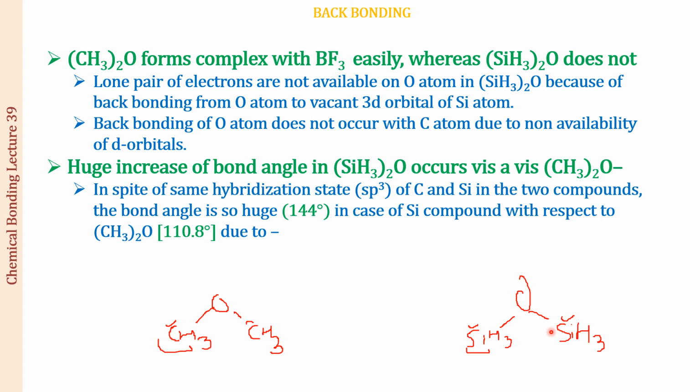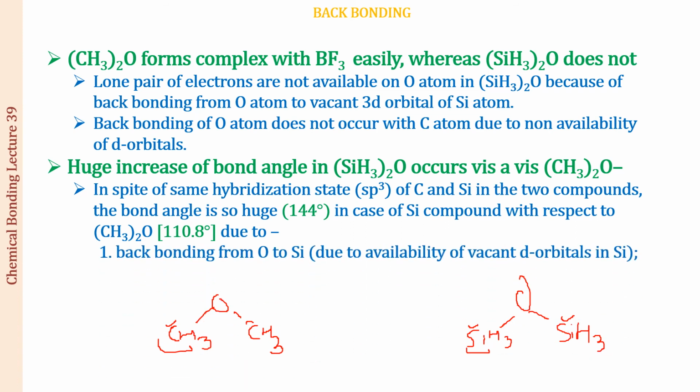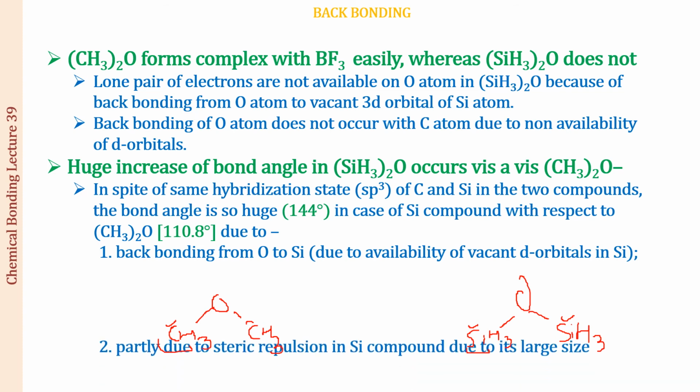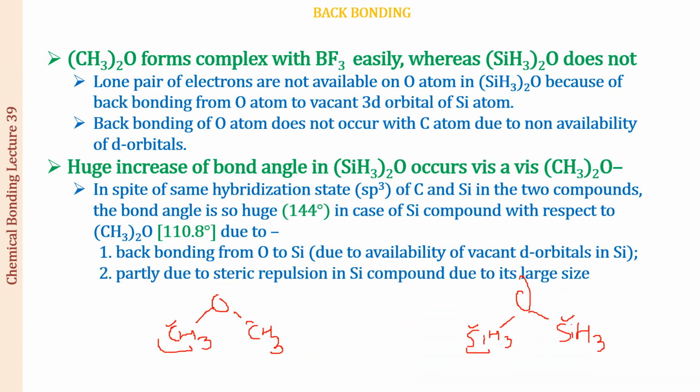But here the problem is that you are seeing that this is a big increase. Why is that a big increase? Well, that is because of back bonding. So back bonding from oxygen to silicon, and partly due to steric hindrance, what we see is that there is a large bond angle in the case of disilyl ether. Okay, I hope this is clear.